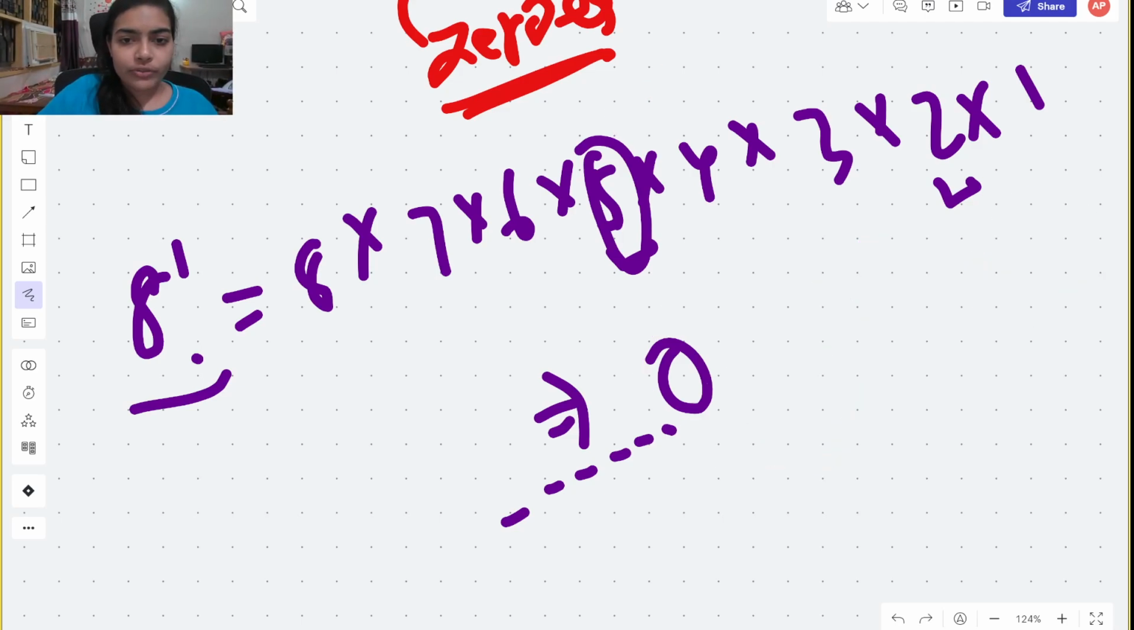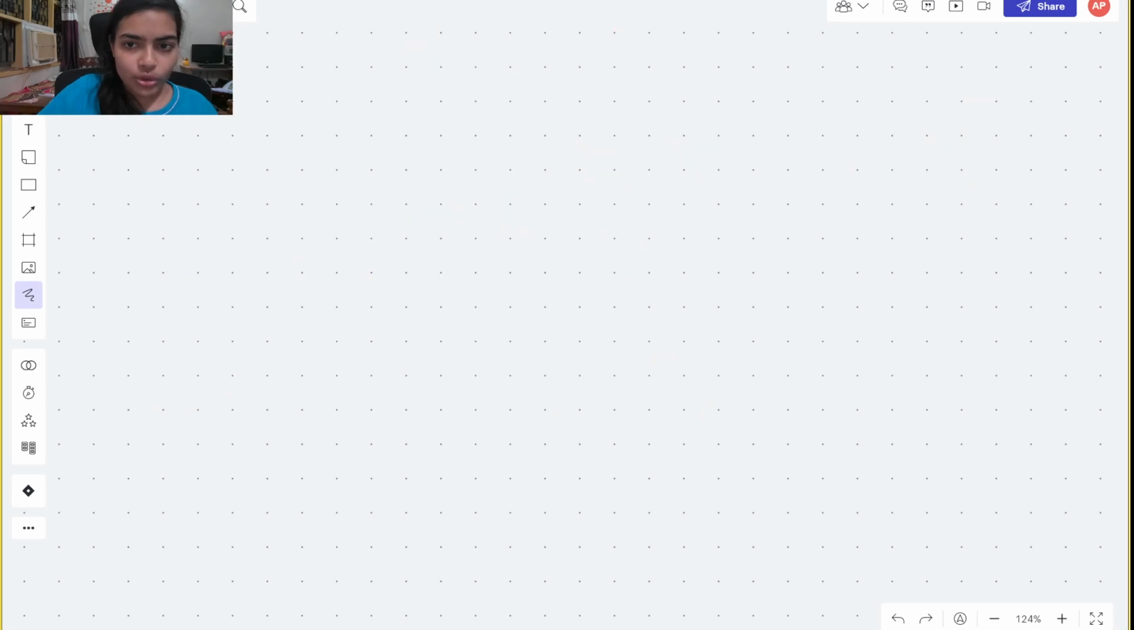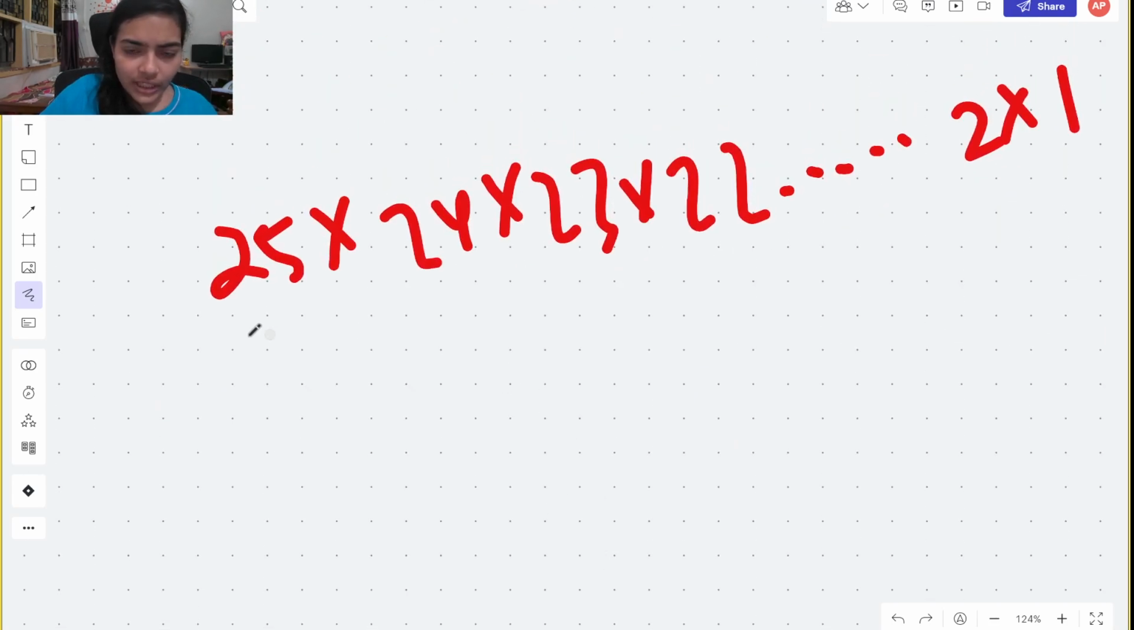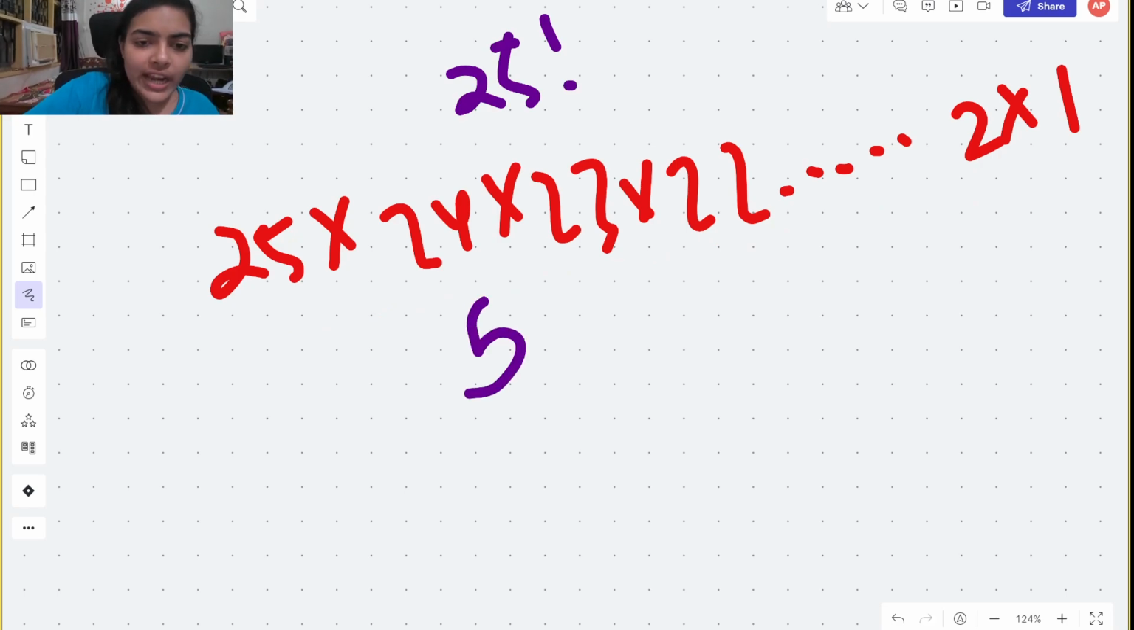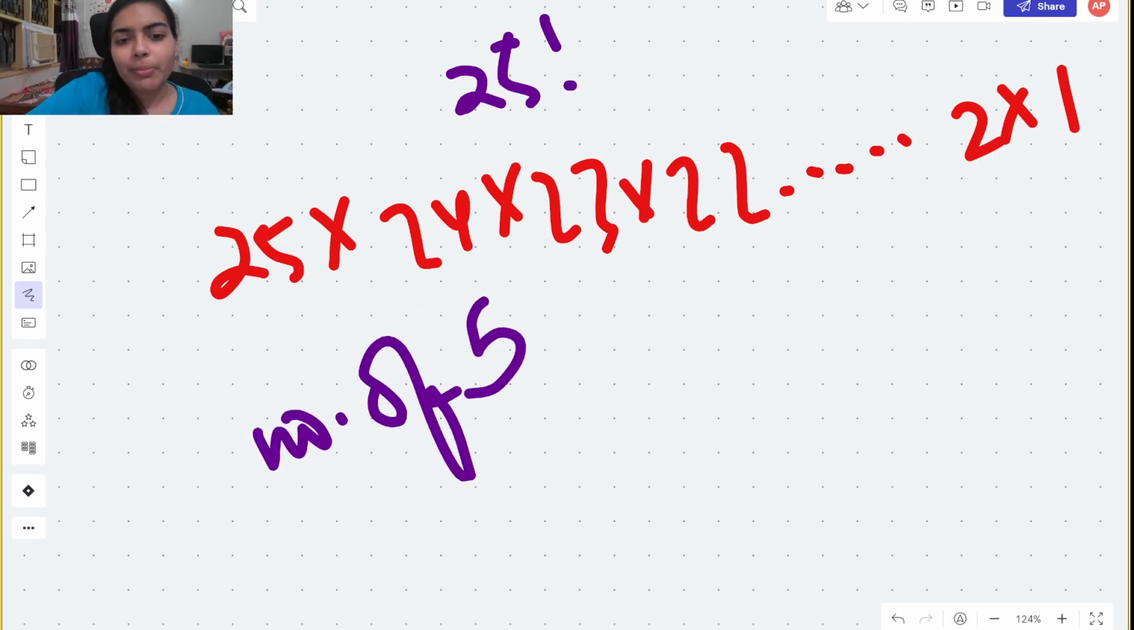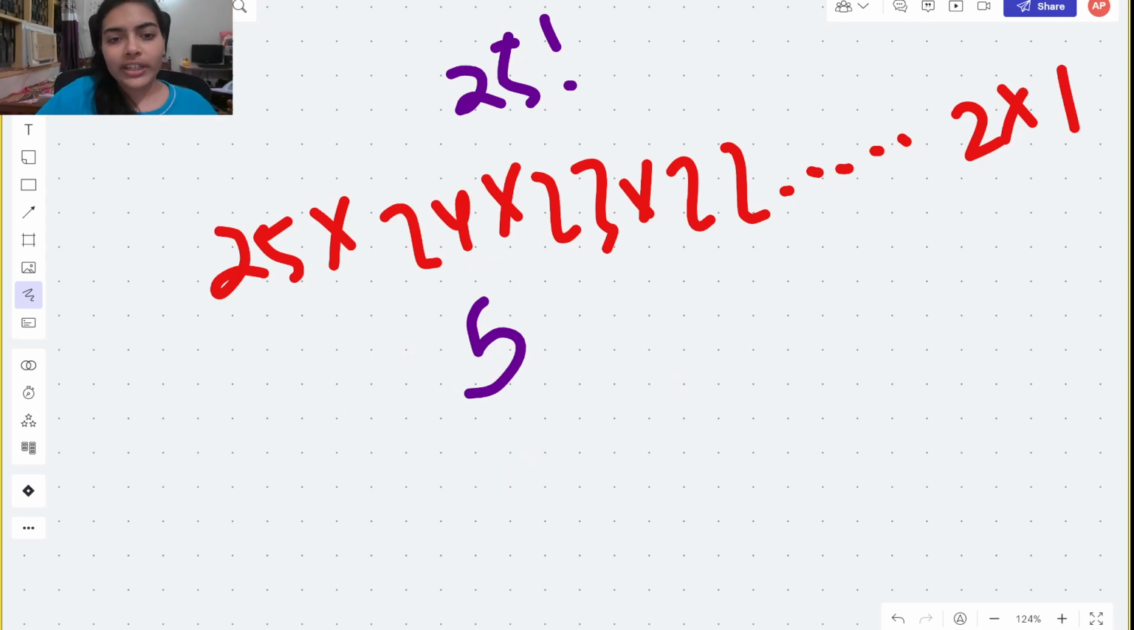So now let's calculate for some other number. Let's say somebody asks you to find the number of zeros in 25 factorial. How will you calculate? So we know we have to just calculate the number of 5s, right? It's a simple mathematical problem. How can we calculate the number of 5s?